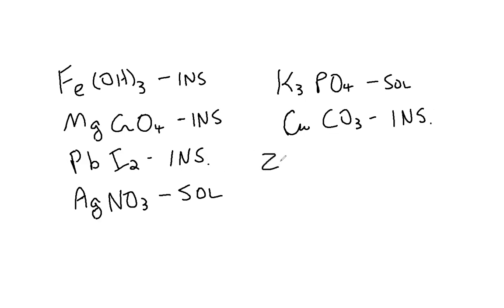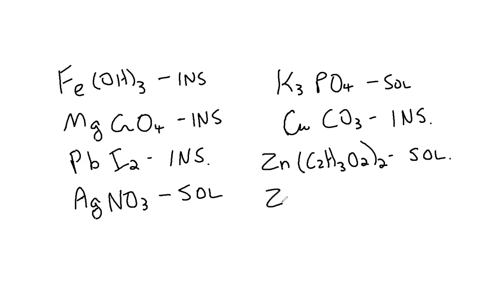Let's look at zinc acetate. All right, so we don't see zinc anywhere in our solubility rules, so we look at our anion, the acetate, and the acetate is in the section that is always soluble. Acetate's always soluble, so we don't care what the acetate is with. Acetate compounds are soluble.